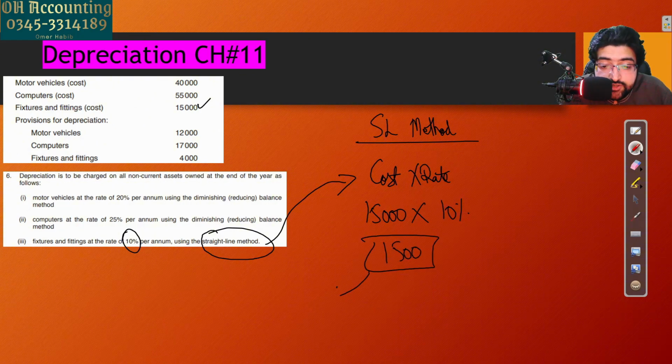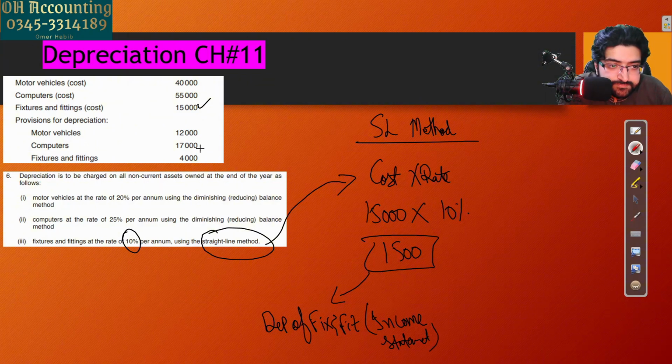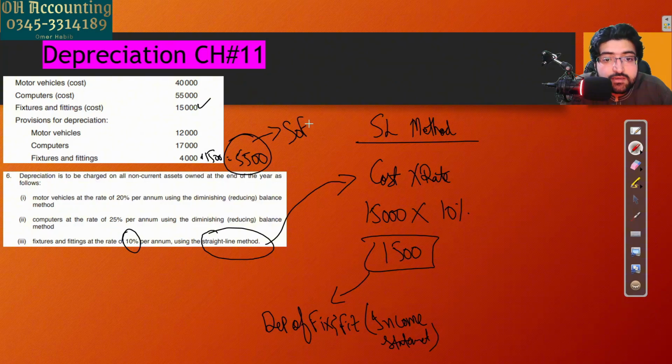This is the depreciation of fixtures and fittings, which you have to record in the income statement as an expense. And make sure to also include 1500 here to the provisions and make them 5500, because we require this figure in SOFP. Okay, that's it. So this is how we do the workings for depreciation.